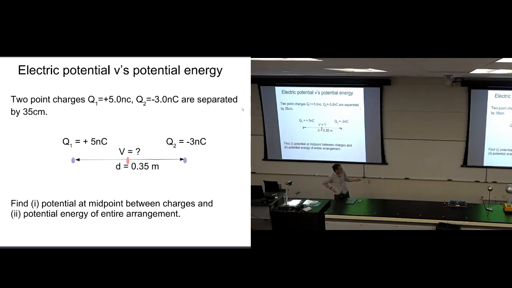And we're going to figure out a few things here. We're going to figure out the potential at the midpoint, this halfway point here. I'm going to do that first. And then we're going to figure out the electrical energy of this entire arrangement. So we'll do that second. Okay, I'll do the first part on the document camera thing.